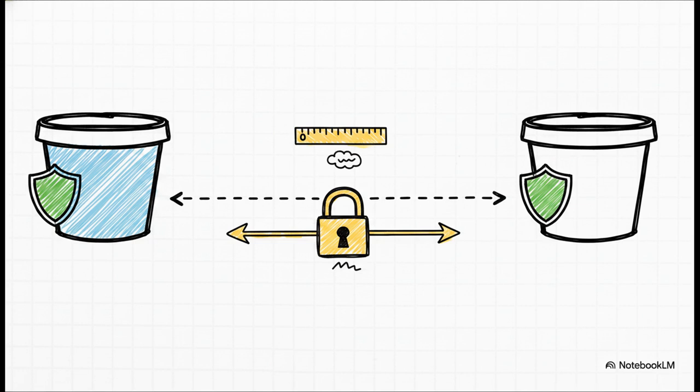To keep it fully secure, you enforce HTTPS only in transit via bucket policies and use S3 managed keys, or SSE-S3, to encrypt the data at rest. Always look for these specific security features in the multiple choice options.